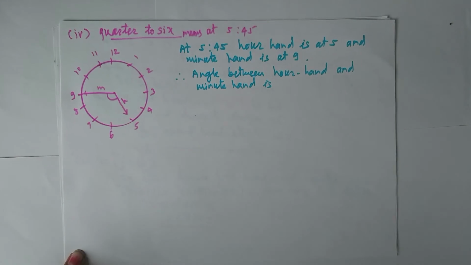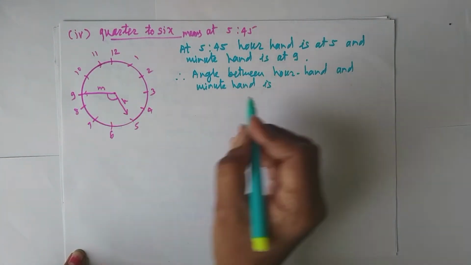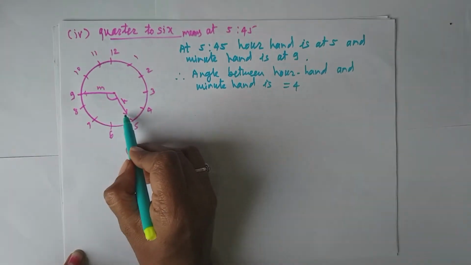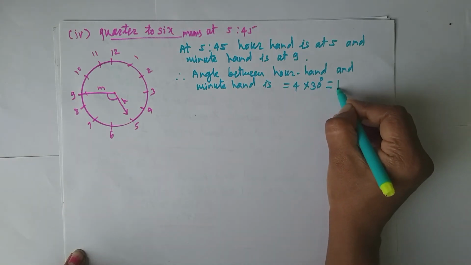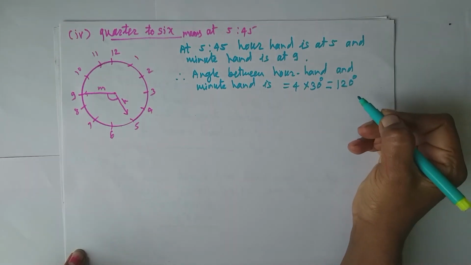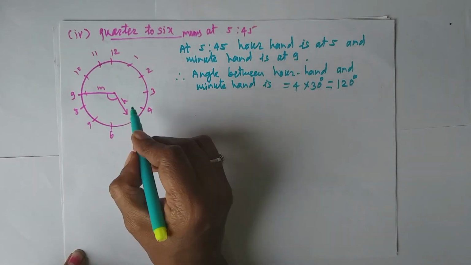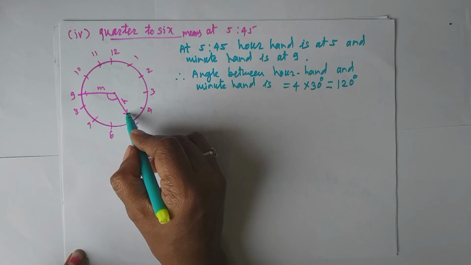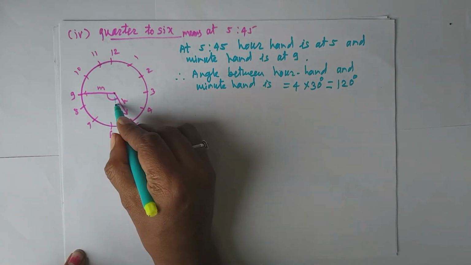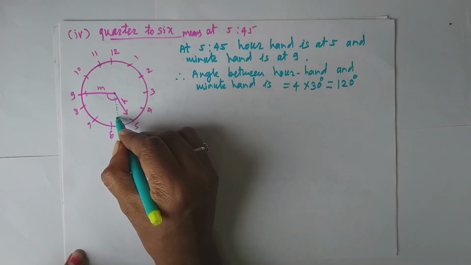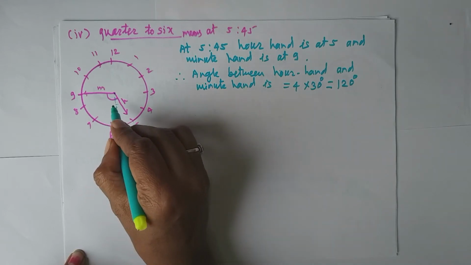See how many equal divisions are in between 5 and 9. See 1, 2, 3, 4. There are 4 divisions and in one division angle of 30 degree is formed. Therefore in 4 divisions angle of 120 degree will be formed. Okay, but you see at 5:45 this hour hand is not exactly at 5. It has moved 45 minutes towards 6.